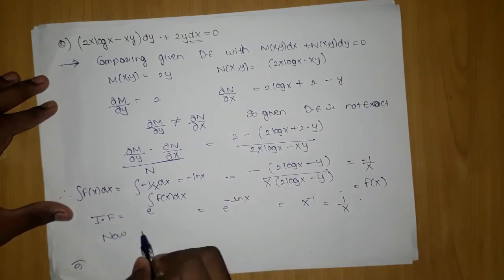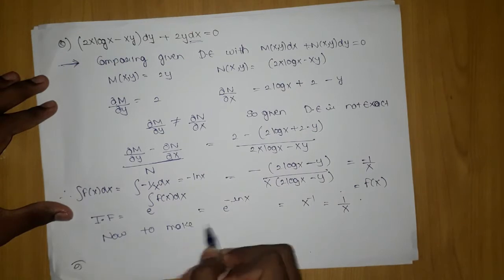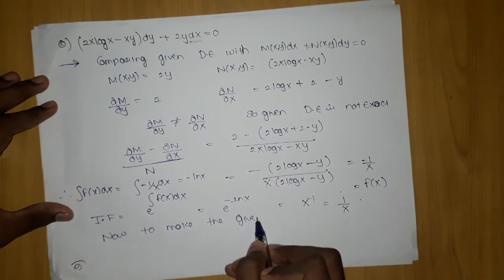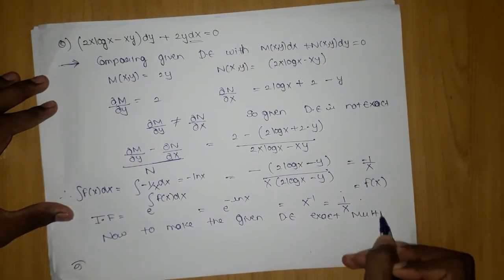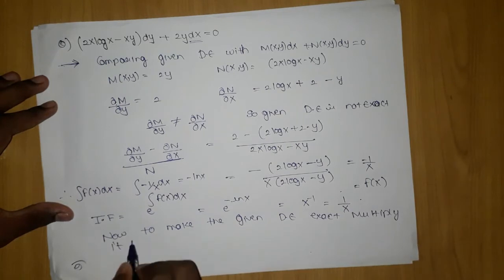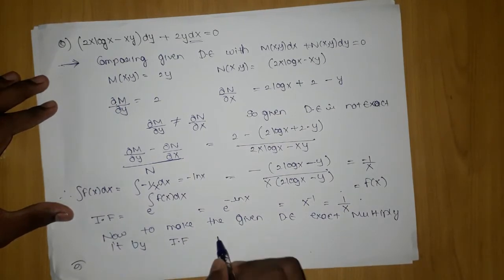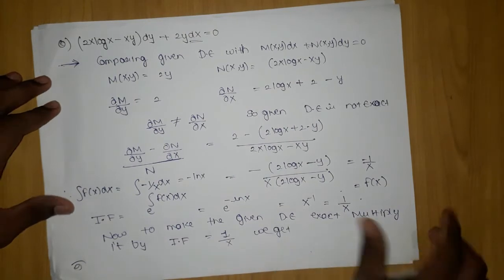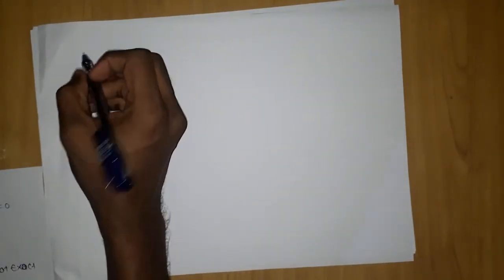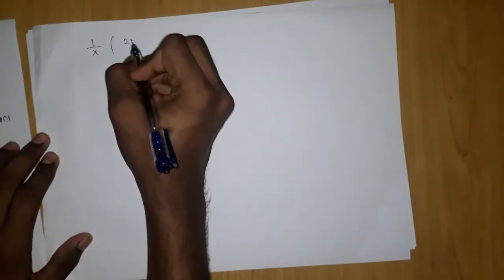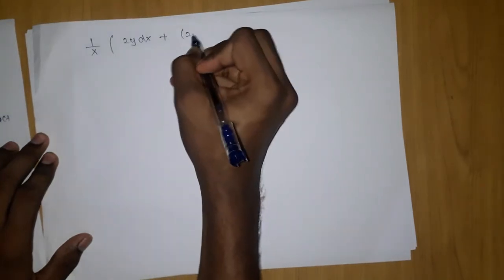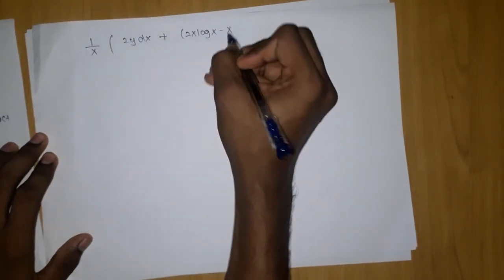Now to make the given differential equation exact, multiply it by the integrating factor. What is the integrating factor? 1 by x. Let's see what we are going to get if we multiply. So 1 by x, keep it as it is, and here just write the equation, which is 2y dx plus 2x log x minus xy into dy.